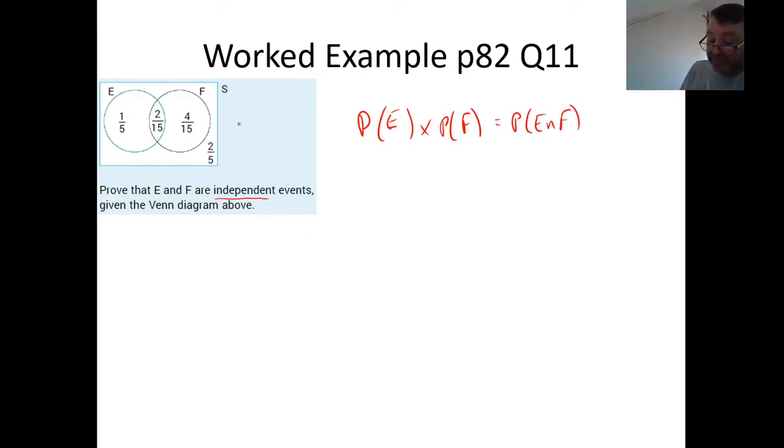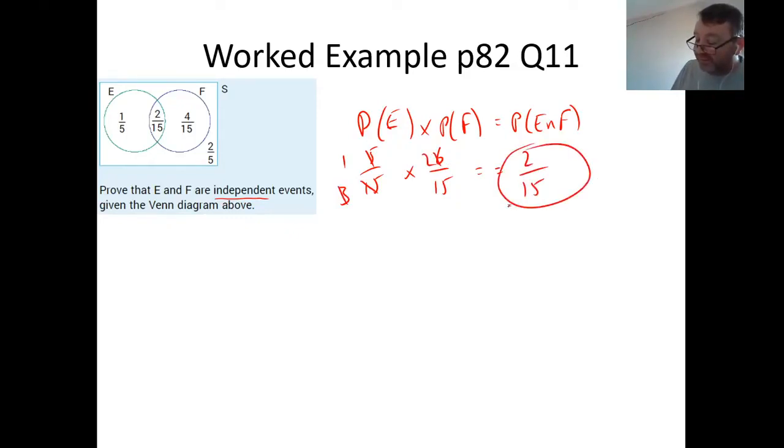So let's see. Probability of E. Well, take these two together. That's E. So add these two fractions together, 3 over 15 and 2 over 15. So that's 5 over 15, multiplied by the probability of F, which is 6 over 15. Now, if I multiply those together, 5 over 15 is a third. So do your cancellation, and that goes in there 2 times. That's going to give me 2 over 15. And check: is that the same as what's inside the intersection? Yes, it is. Are they independent? Yes, they are.